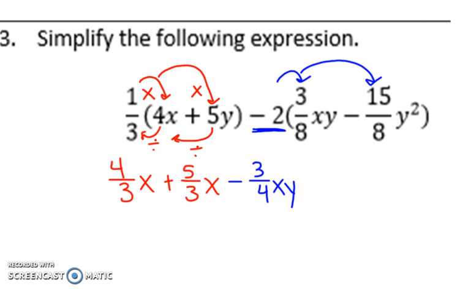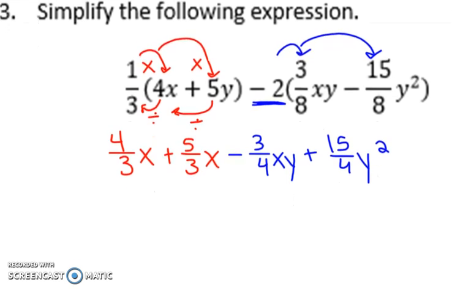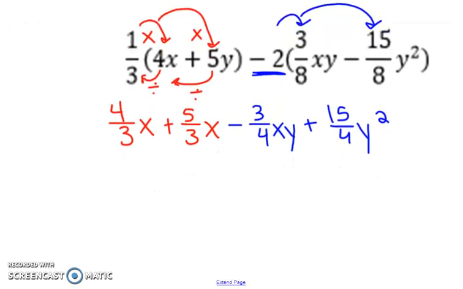-2 times -15 is 30 divided by 8. Again, can't be done, but we can simplify it. So we're going to say plus 15/4 y squared. Now that we've distributed everything, we need alphabetical order, and I apologize, one of my variables is wrong.